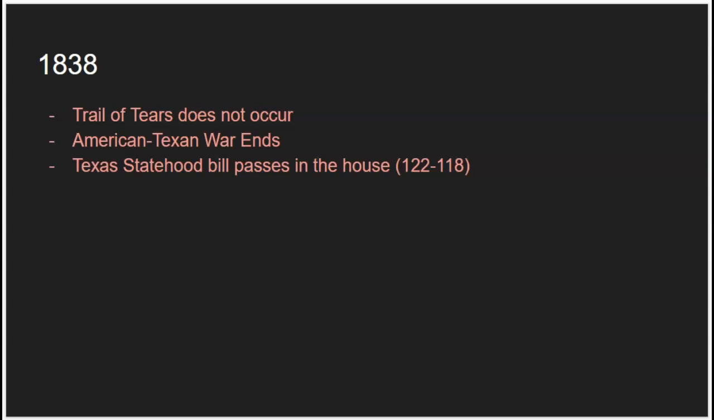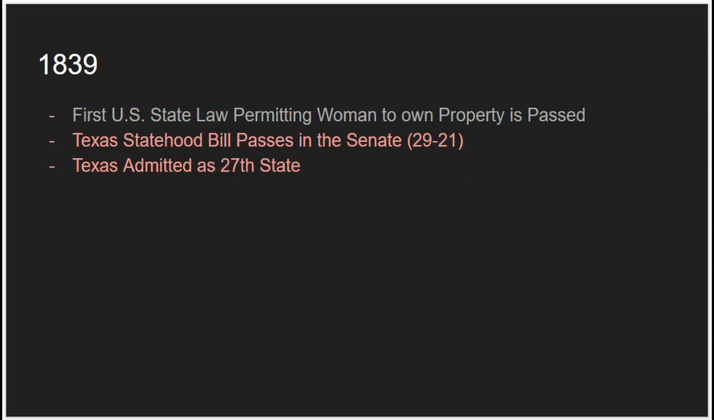And right off the gate, the Texas Statehood Bill is passed in the House 122 to 118. And guess what? It is passed before the new congressman is sworn in. In 1839, the first U.S. state law permitting women to own property is passed. That stays in this timeline. As well, the Texas statehood bill passes in the Senate 29 to 21. Texas is admitted as the 27th state. So from now on, Texas is a state early in this timeline, as we got it as a territory early.